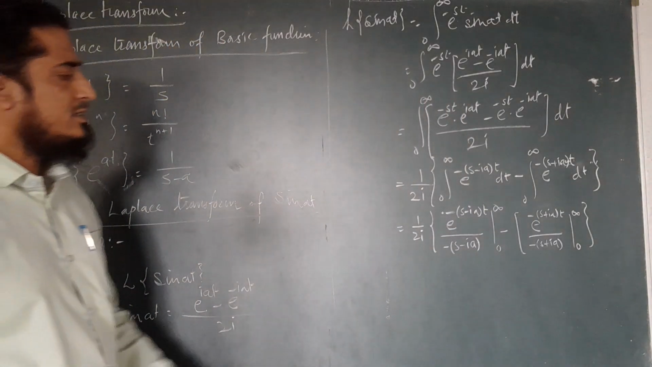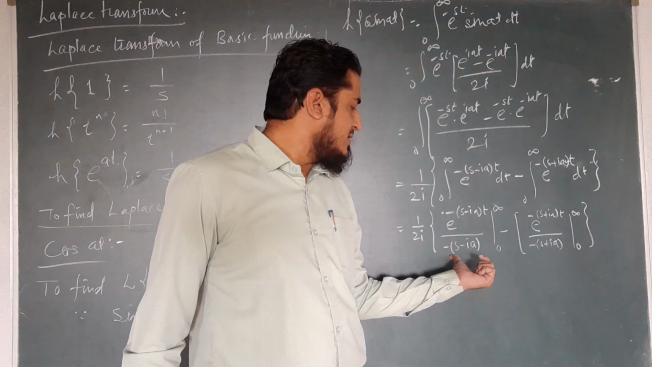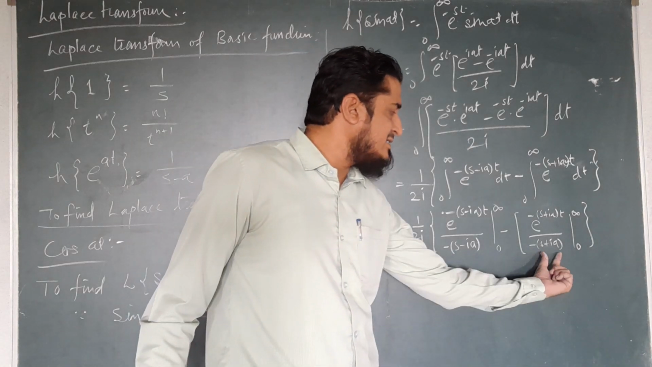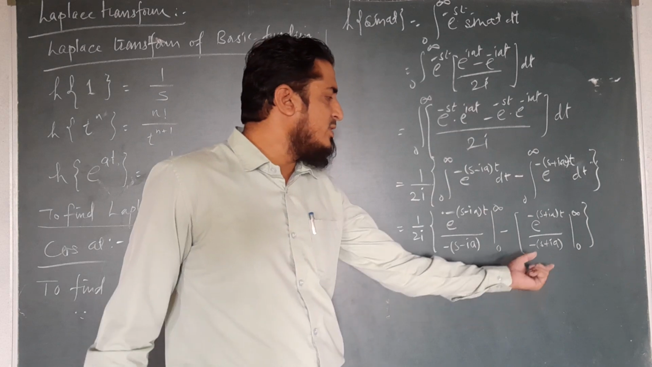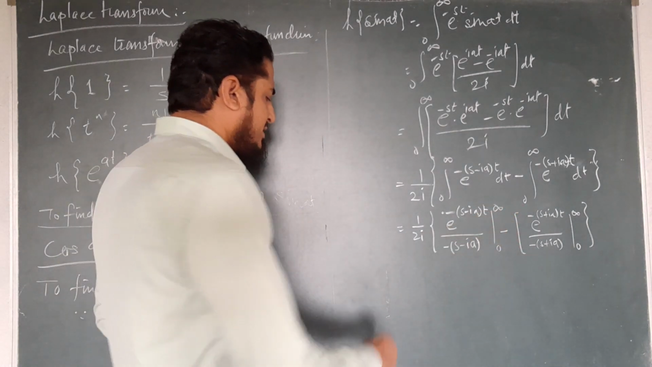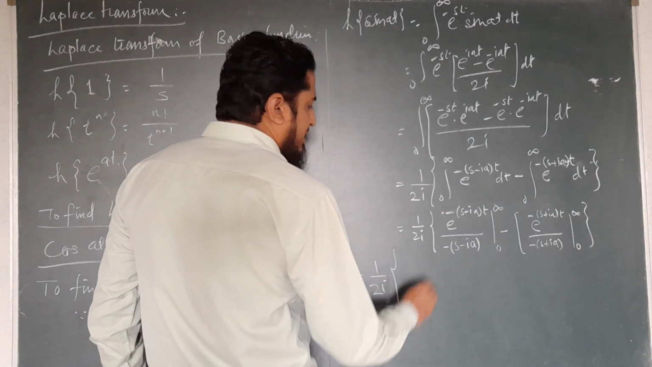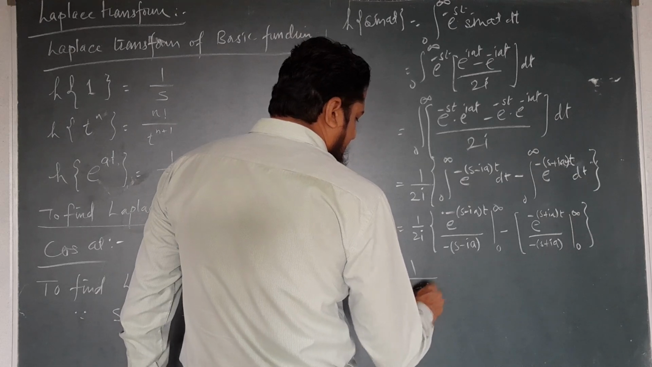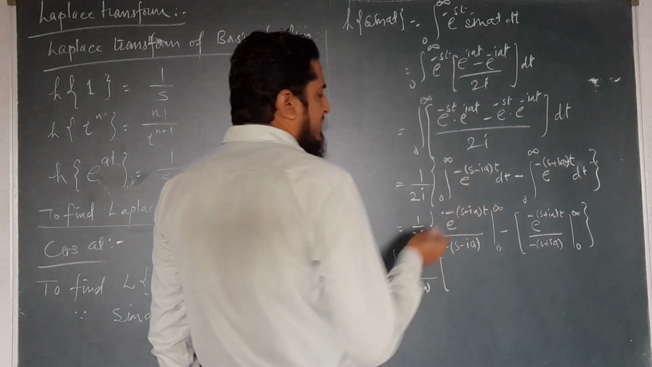Now since in the denominator, minus s i a and minus s plus i a both are free from t, so we can take them outside from this limit. So we can write 1 upon 2i, taking minus outside and putting limits over t.